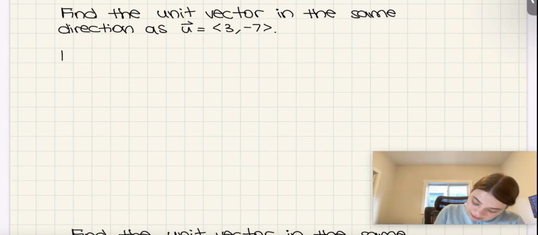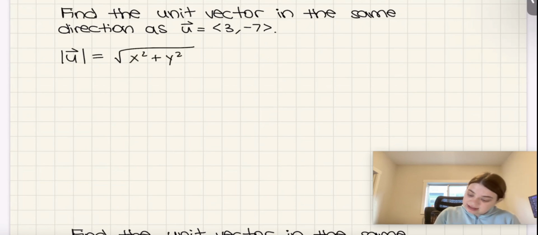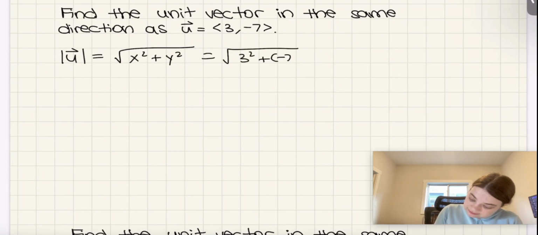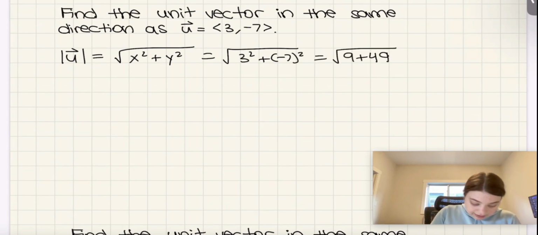So the magnitude of this vector here is going to be the square root of x squared plus y squared, which in this case is the square root of 3 squared plus negative 7 squared, which is equal to the square root of 9 plus 49. And that is going to be equal to the square root of 58. So there we go. The answer is the square root of 58.